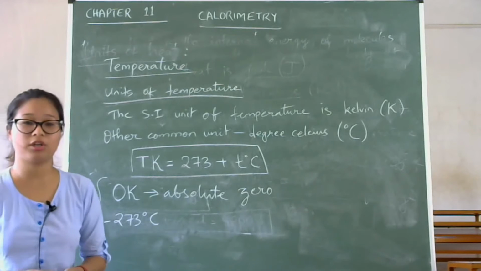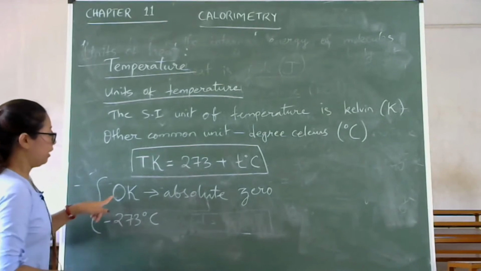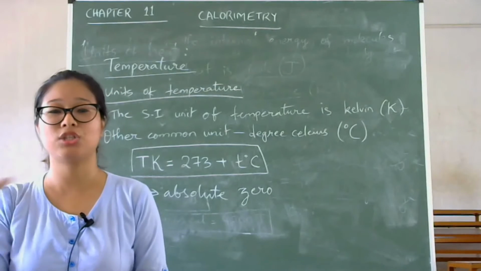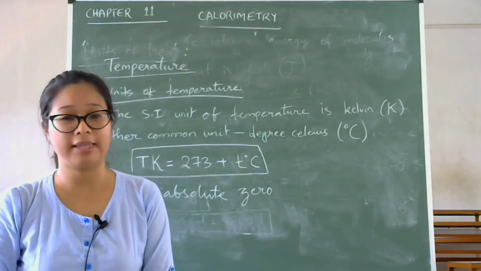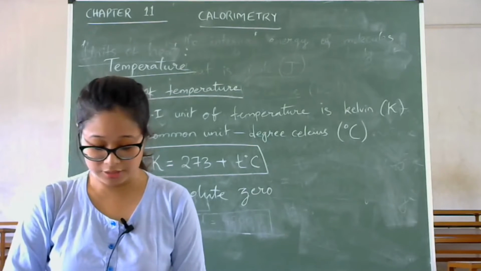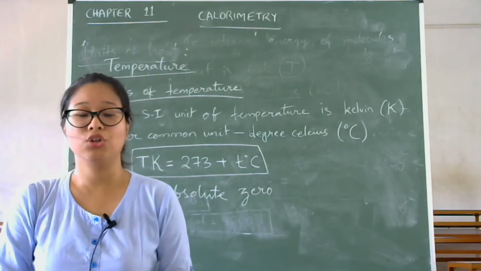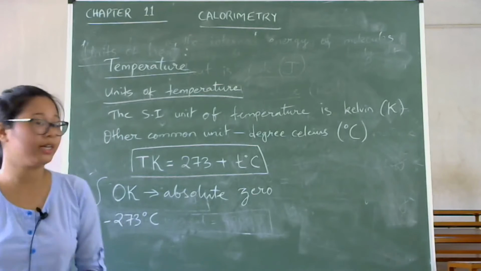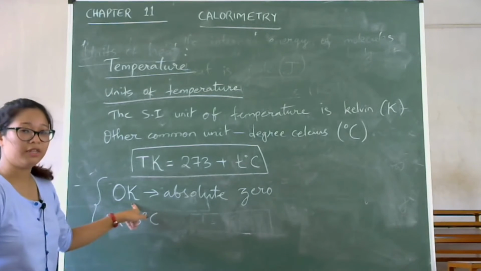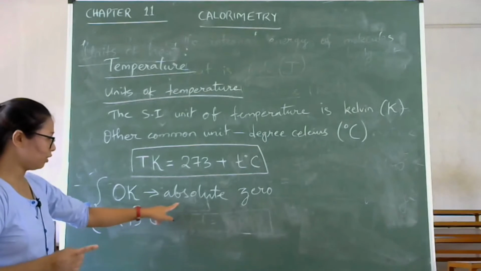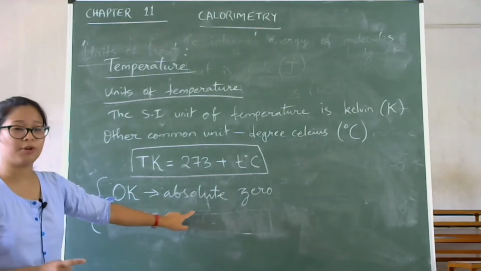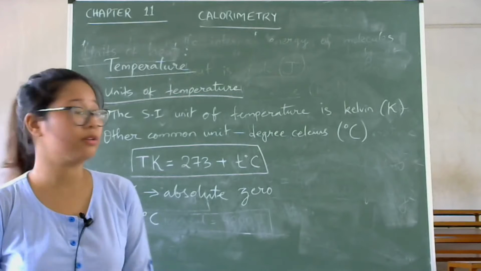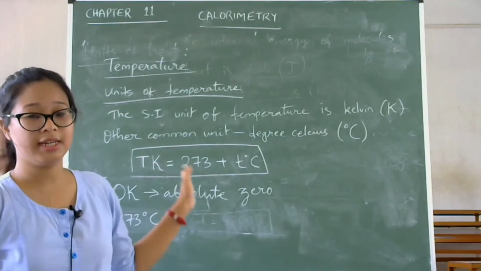So what happens to the molecules in a substance at 0 Kelvin? At 0 Kelvin, the motion of molecules ceases. That means there is no motion of molecules at 0 Kelvin. In the Kelvin scale, no negative temperatures are possible. The lowest temperature in the Kelvin scale is 0 Kelvin, also known as absolute zero, the lowest possible temperature in nature. So this is about the relationship between Celsius and Kelvin.